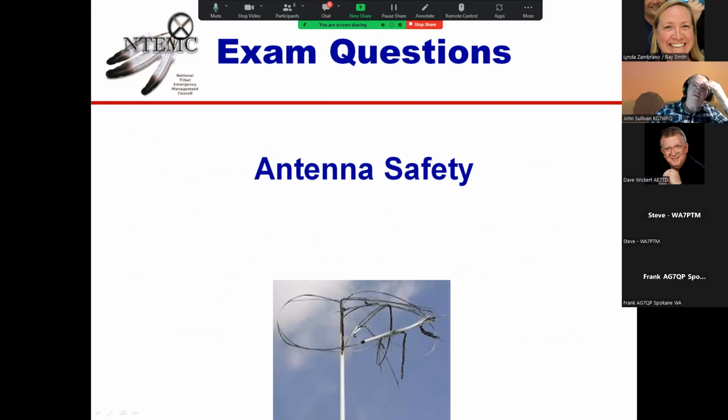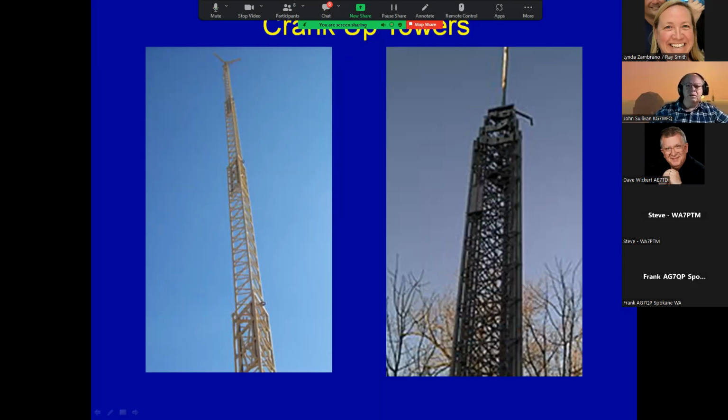Doesn't look like that antenna fared too well. So we're going to talk a little bit about crank-up towers. This is what we're talking about with a crank-up tower. It's got different sections, usually a cable running up the inside that you either manually crank or it's a motorized crank of some kind that pulls up each section until it extends to the full height, and then can be lowered back down. You can see it's in the lowered position on the right, extended position on the left.